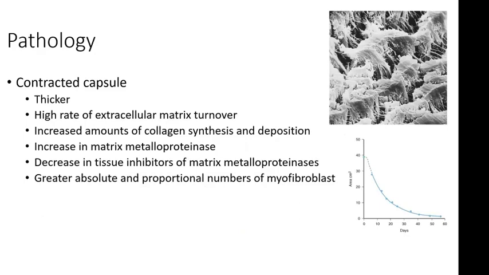Contracted joint capsules show substantial morphologic and compositional changes, with a thicker aspect, a high rate of extracellular matrix turnover, an increased amount of collagen synthesis and deposition, increased collagen cross-linking, as well as decreased proteoglycan and water content. Contracted capsules also have greater absolute and proportional numbers of myofibroblasts.